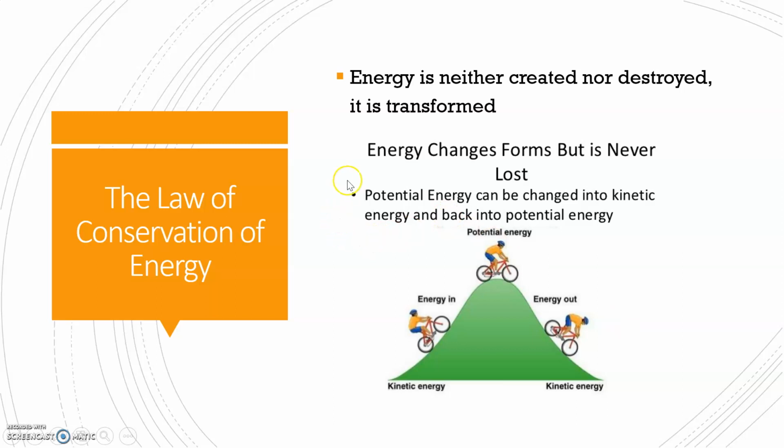The law of conservation of energy states that energy can neither be created nor destroyed. It's just transformed from one type of energy, potential, into kinetic, and then back again. Looking at this bike on a hill, as he's pedaling up the hill, he's going to be gaining potential energy. So he's putting energy in to gain that potential, and then as he goes back down the hill, he's going to be turning that potential into kinetic energy.